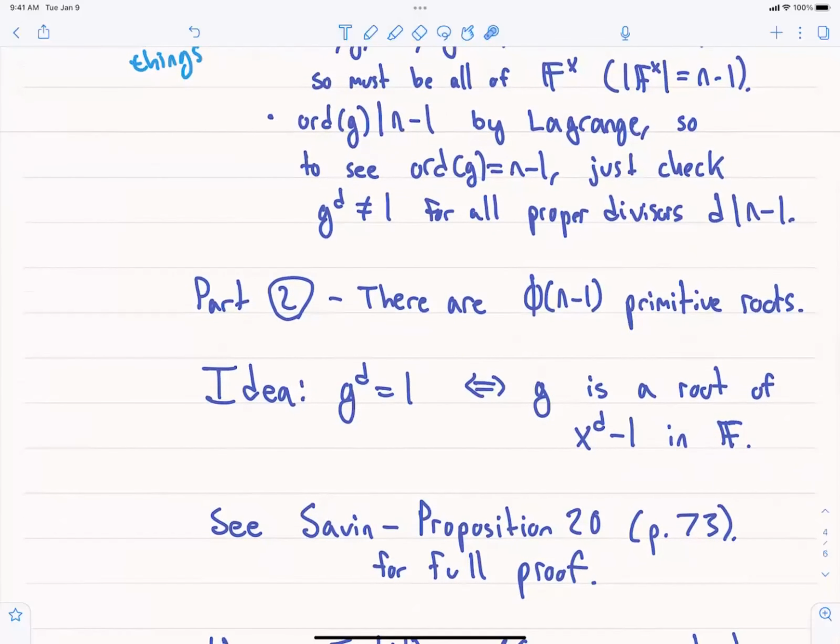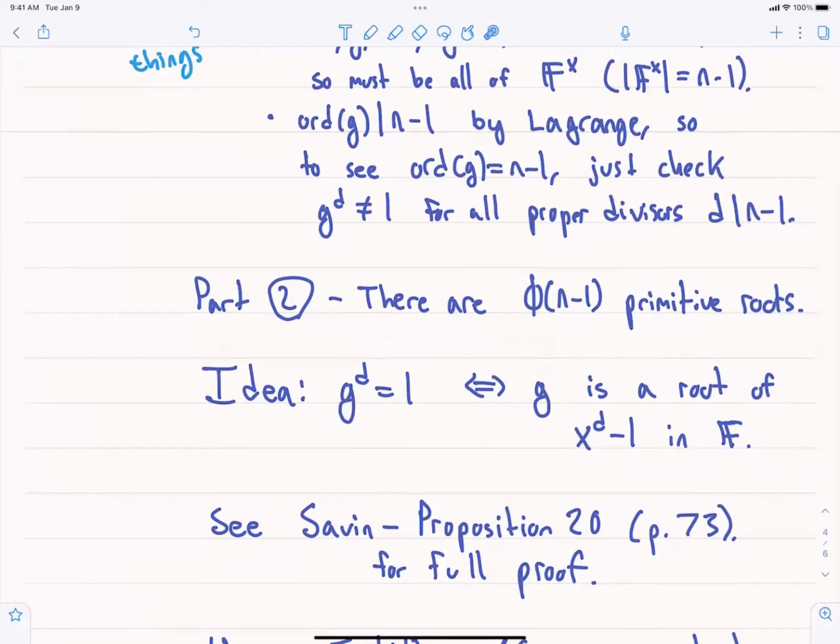So the issue that could stop this from happening is, maybe n is 15, or sorry, let me do a better example. Let me say n is 9, and then n minus 1 is 8.